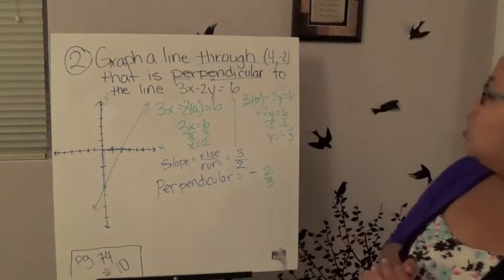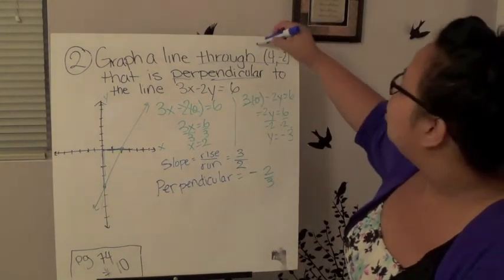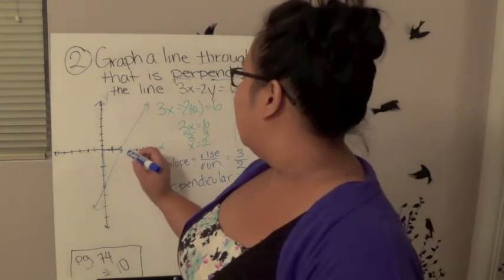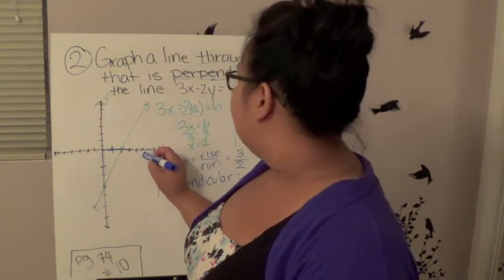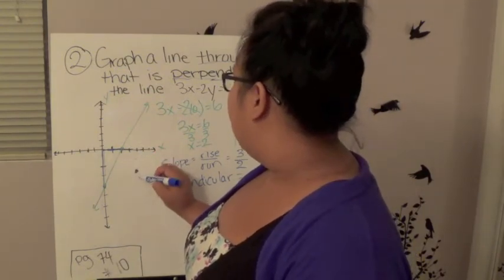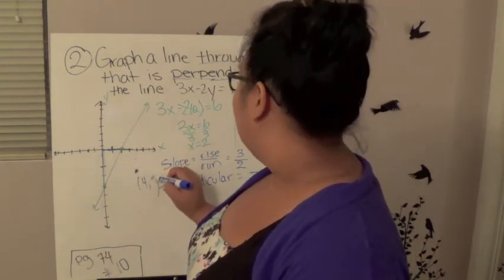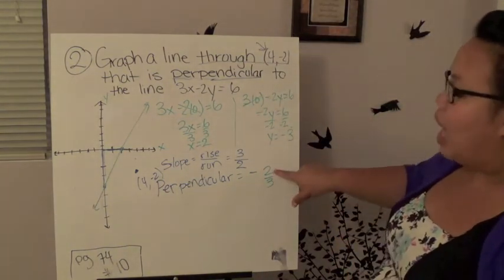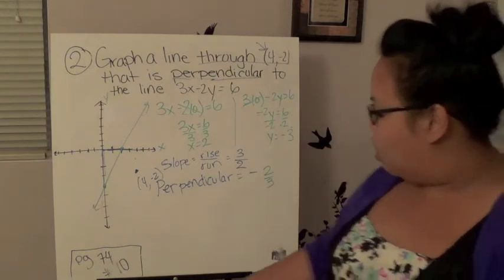Because it wants us to go through this point, this is my starting point right here. I'm going to find this point, positive 4, 1, 2, 3, 4, and down 2. So this is positive 4 and down 2, and that's my starting point. I'm going to apply my new slope. And what does my new slope tell me?